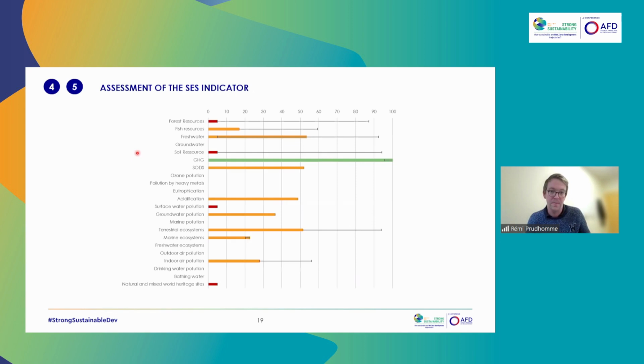So here are the results. As you can see, here are the different dimensions of the environment, and here is the score between 5 and 100 for each dimension.